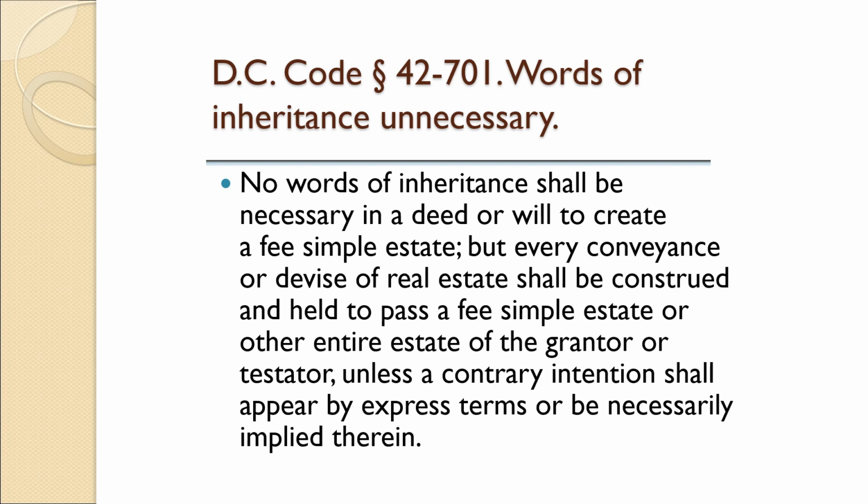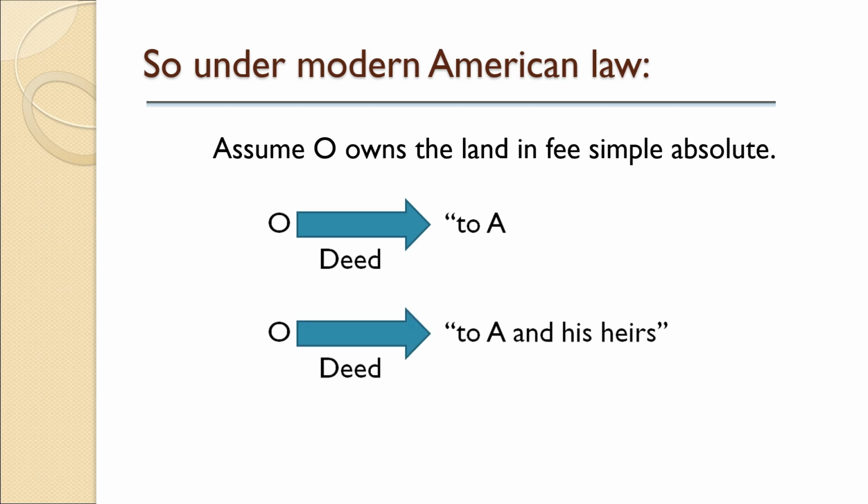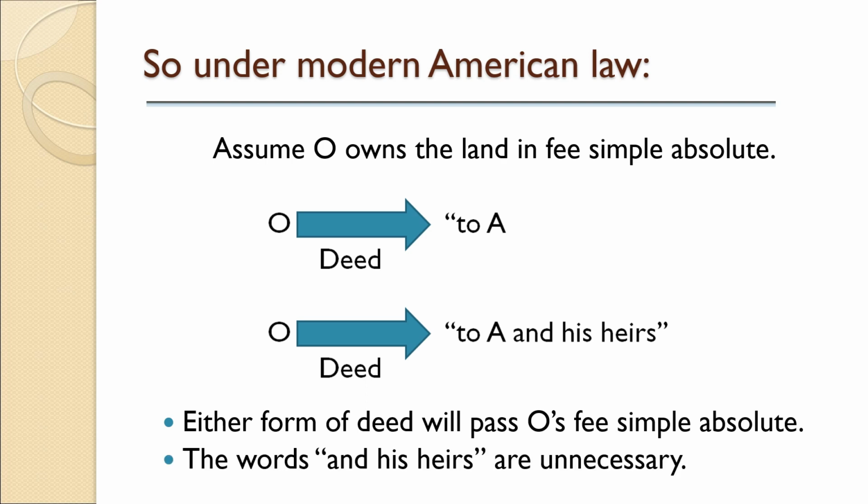So what that means then is that under modern American law, if O makes a deed that simply says to A, or if O makes a deed that says to A and his heirs, either way the result is exactly the same. Either form of deed will pass O's fee simple absolute to A. So putting in the words today, the words and his heirs, is completely unnecessary.